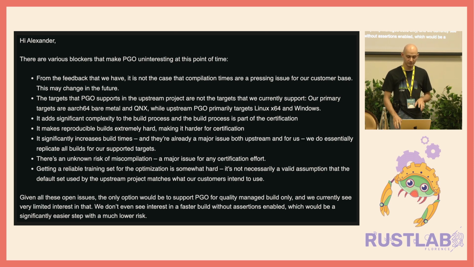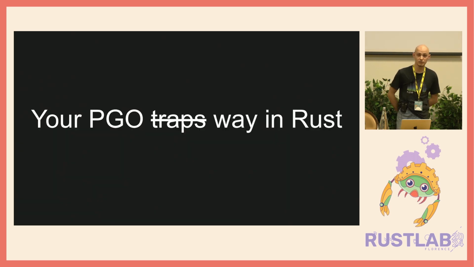And getting a reliable training set for the optimization is somewhat hard. It's not a valid assumption. I am pretty sure that Ferrocene users also usually compile Rust programs the way Rustc users do, but okay, I don't agree with the argument. So that's the current state. So let's talk about PGO traps.